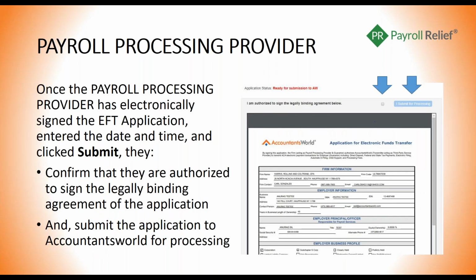Once you have electronically signed and submitted the application, you must confirm that you are authorized to sign the legally binding agreement by selecting the box next to the statement. Simply click the I Submit for Processing button to send the application to AccountantsWorld, where it is considered for approval.